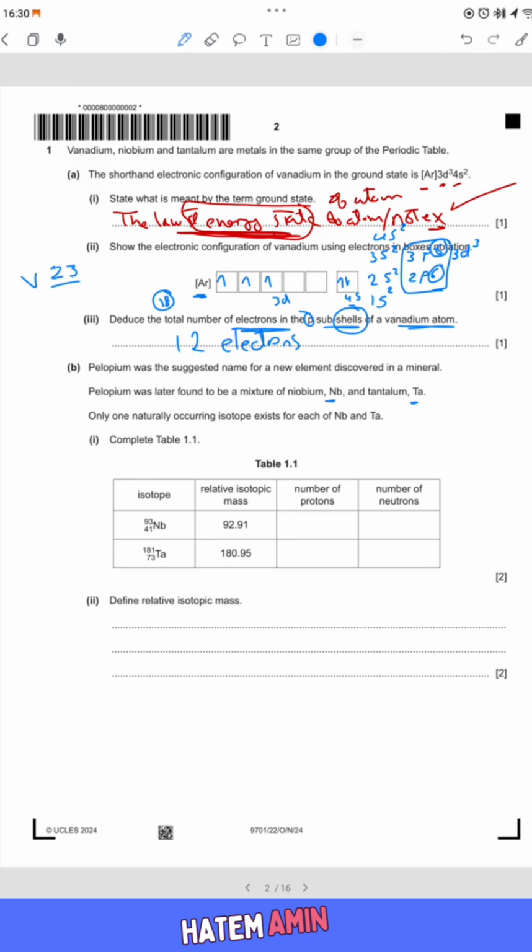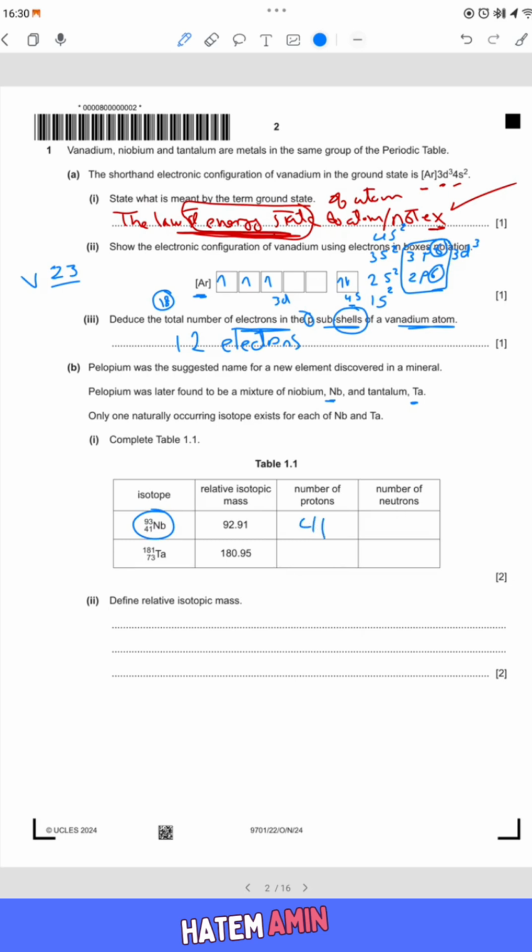This is a table, and we need to complete it. This is the easiest table. You can find it here in this paper. He's asking about the niobium number of electrons, and he gives you the relative isotopic mass. What is the number of protons here? From the table, we can find it's 41.